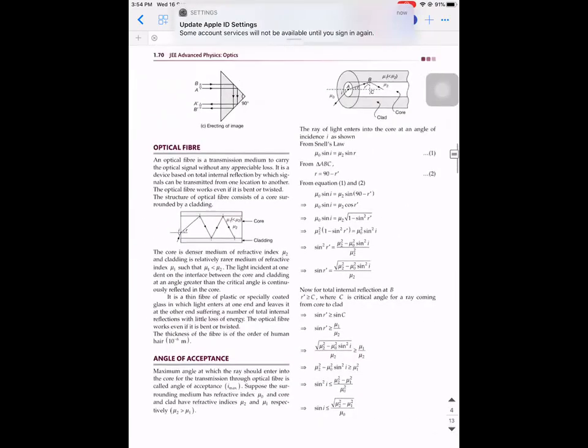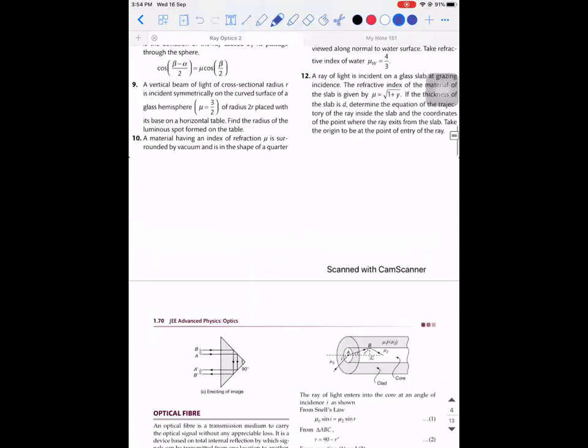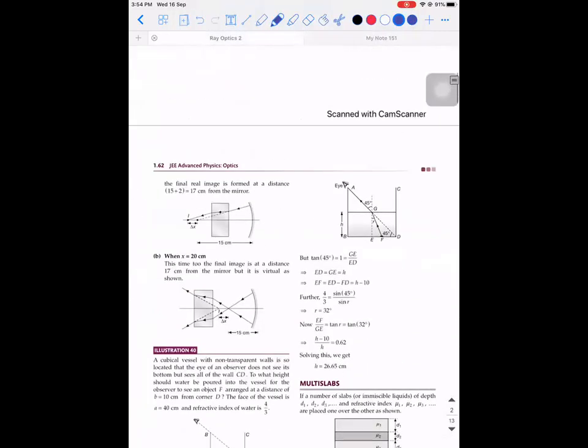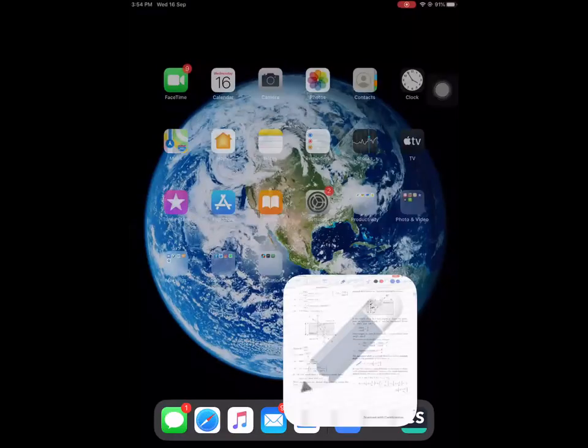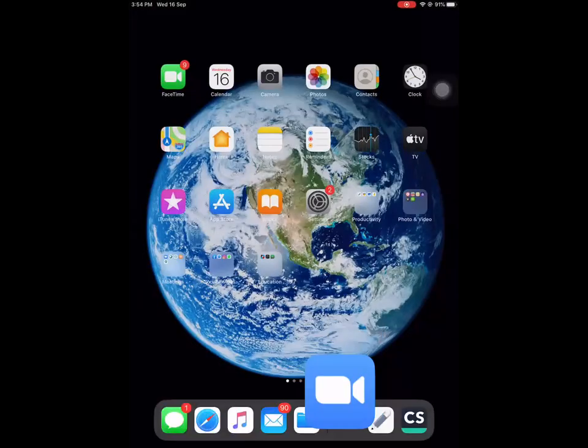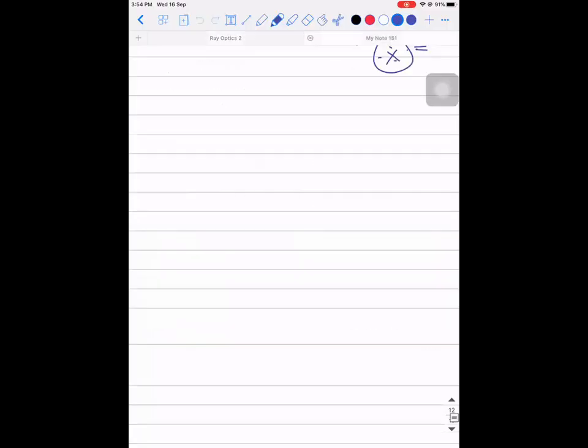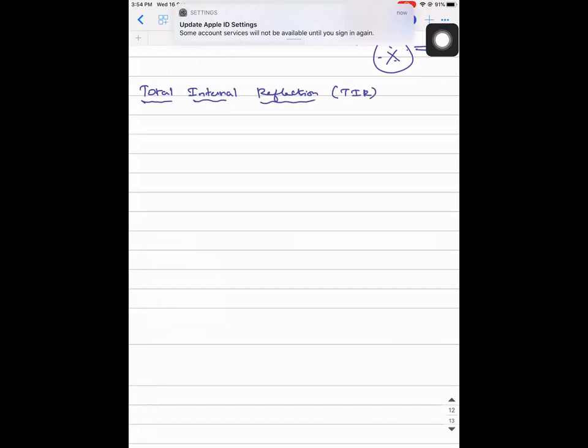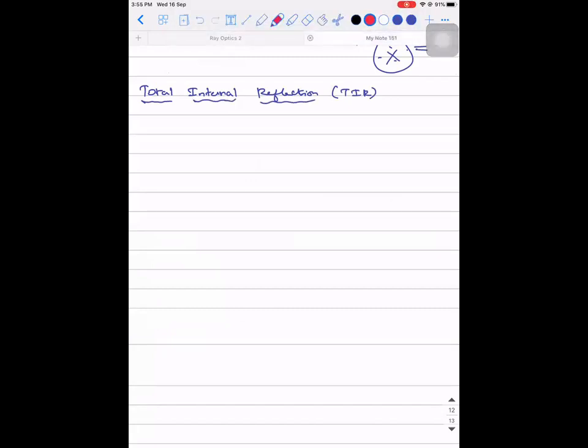Then the next topic that we are going to see is total internal reflection. Write down the heading as total internal reflection. In short form we call it TIR. What is this actually? If you observe one important point, we are talking about reflection, but why are we discussing reflection under refraction?